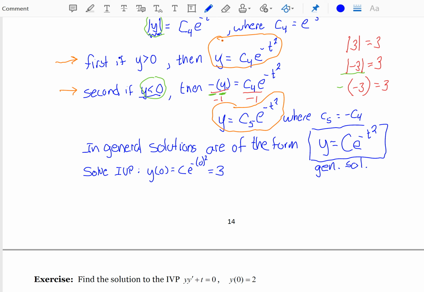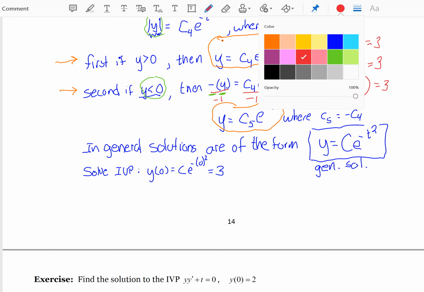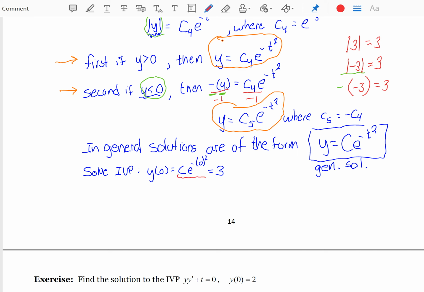This tells us C has to be 3. And so the solution to the IVP is going to be y equals 3e to the negative t squared. This is the solution to our IVP.